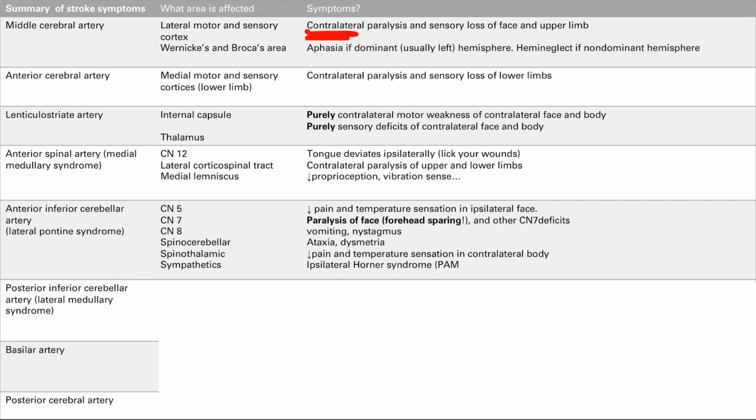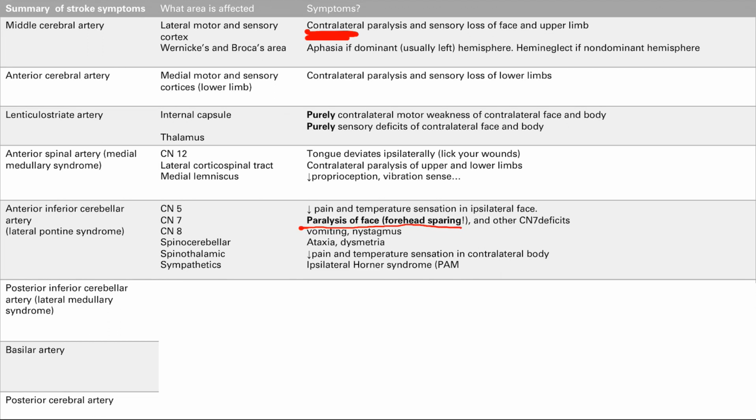And then I want to point out this one. Paralysis of the face with forehead sparing is pretty characteristic of the anterior inferior cerebellar artery. Remember the forehead sparing, we talked about that. There's dual innervation of the forehead from both sides of the brain. So if you knock out one side, the forehead still gets innervation from the remaining side of the brain. So your forehead can still move, but the lower face is only on one side. It only gets innervation from the contralateral brain. So your face is paralyzed, but your forehead is spared.